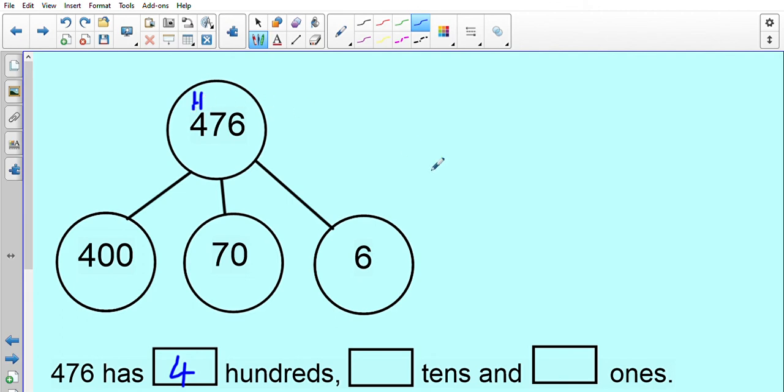4 hundreds. Brilliant. How many tens has it got? It hasn't got 70 tens. It's got, let's have a look, 7 tens. Brilliant, 7 tens. And how many ones? Whisper to the person next to you. Great work. It's got 6 ones. Fabulous maths, guys. Do one more of those.